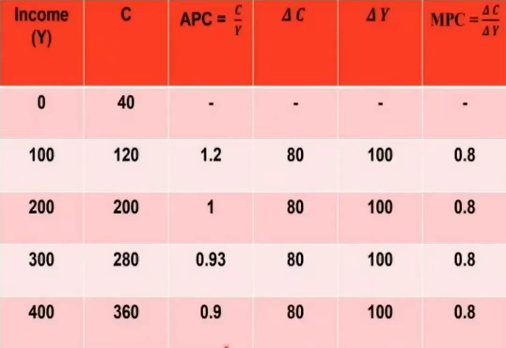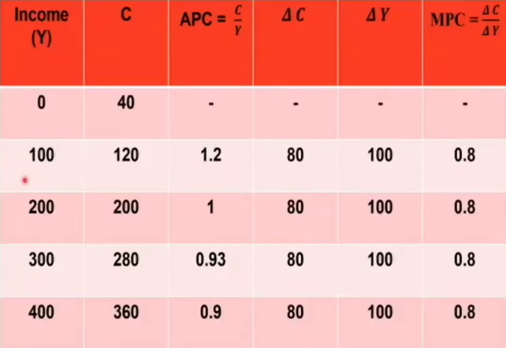Now, as you can see on this table, we have the same two columns which I explained here during the propensity to consume. We have income going from 0 to 400, and we have consumption beginning from 40 to 360. Now, all we have to do is find out exactly what is average propensity to consume and what is marginal propensity to consume. Average propensity to consume is denoted by this formula here, C divided by Y. So if you divide 40 by 0, you will get infinity. If you divide 120 by 100, you get 1.2, which means that the consumption is 1.2 times the income.